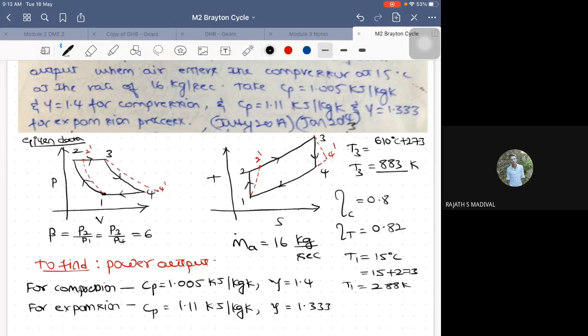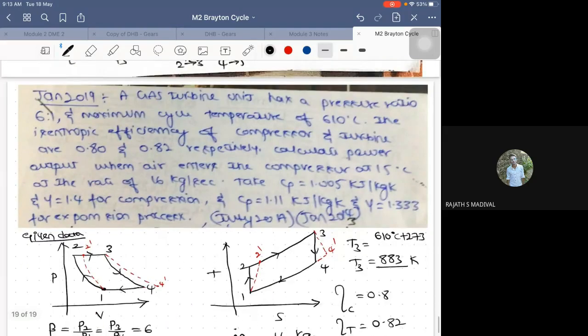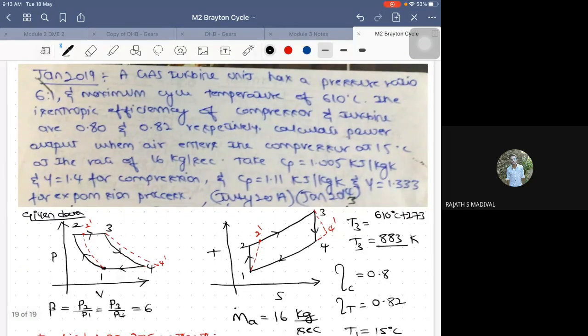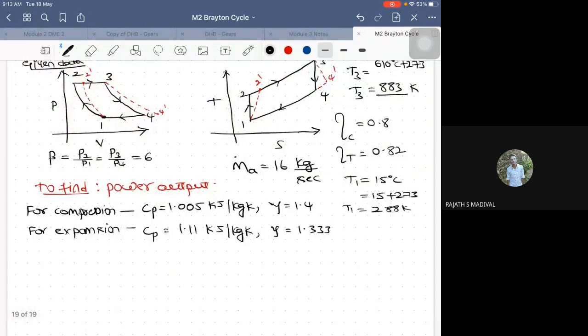Is there any other data specified in the problem but not listed? Have I covered all the data given in the problem? Yes, sir. Now, we need to calculate the power output. I would start the solution from here. Solution.